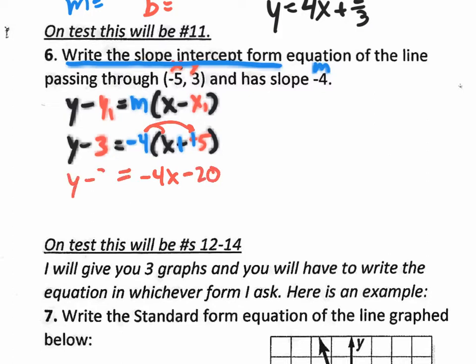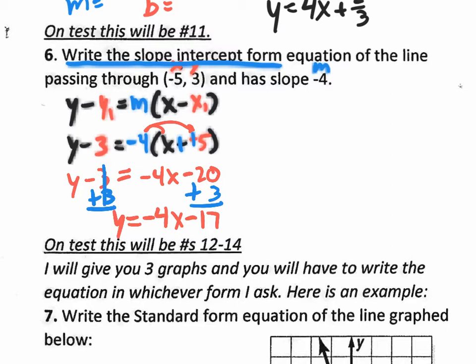You have y minus 3 on the left side. It's almost in y equals mx plus b form. All we have to do now is add 3 to both sides. So your equation is y equals -4x minus 17. And that's your slope-intercept form equation. Are you with me?